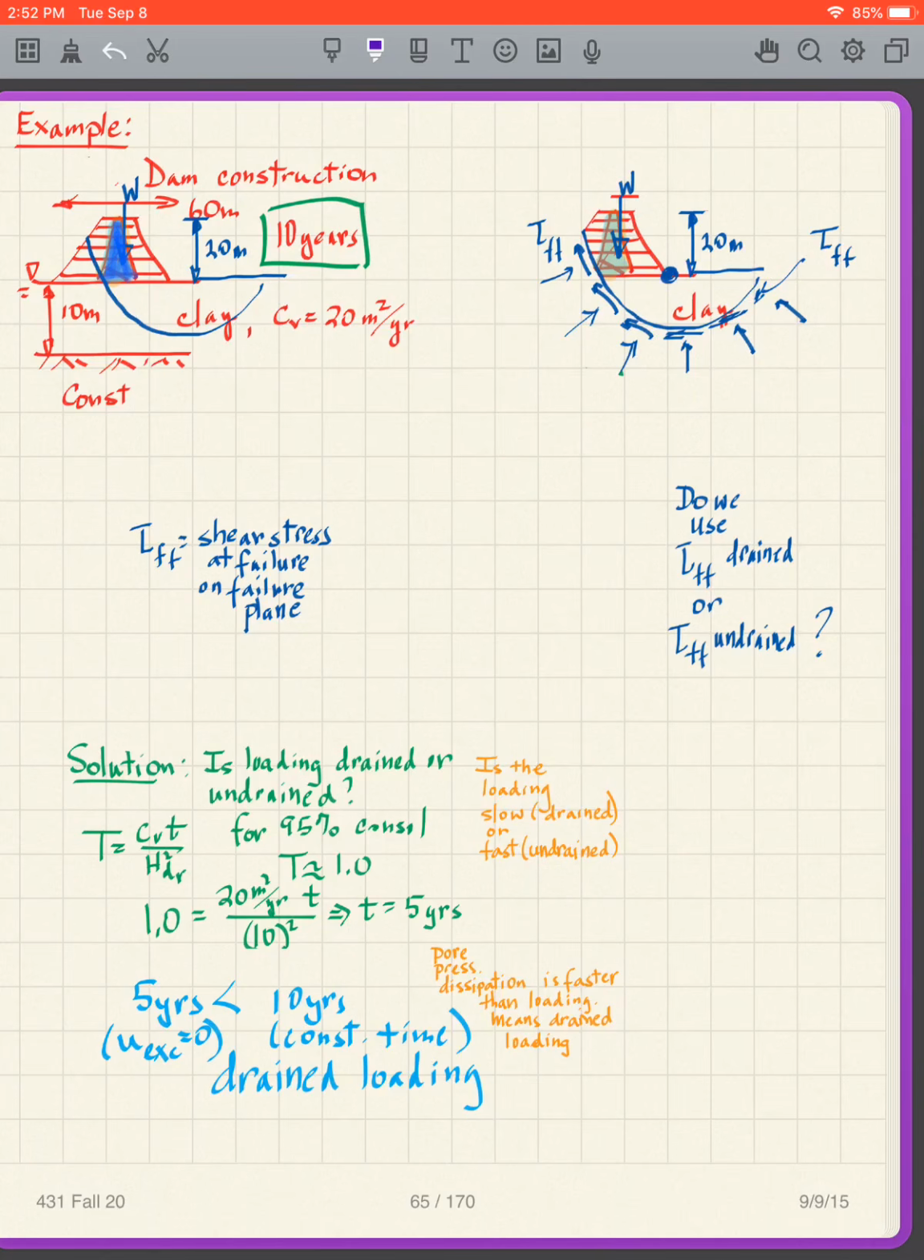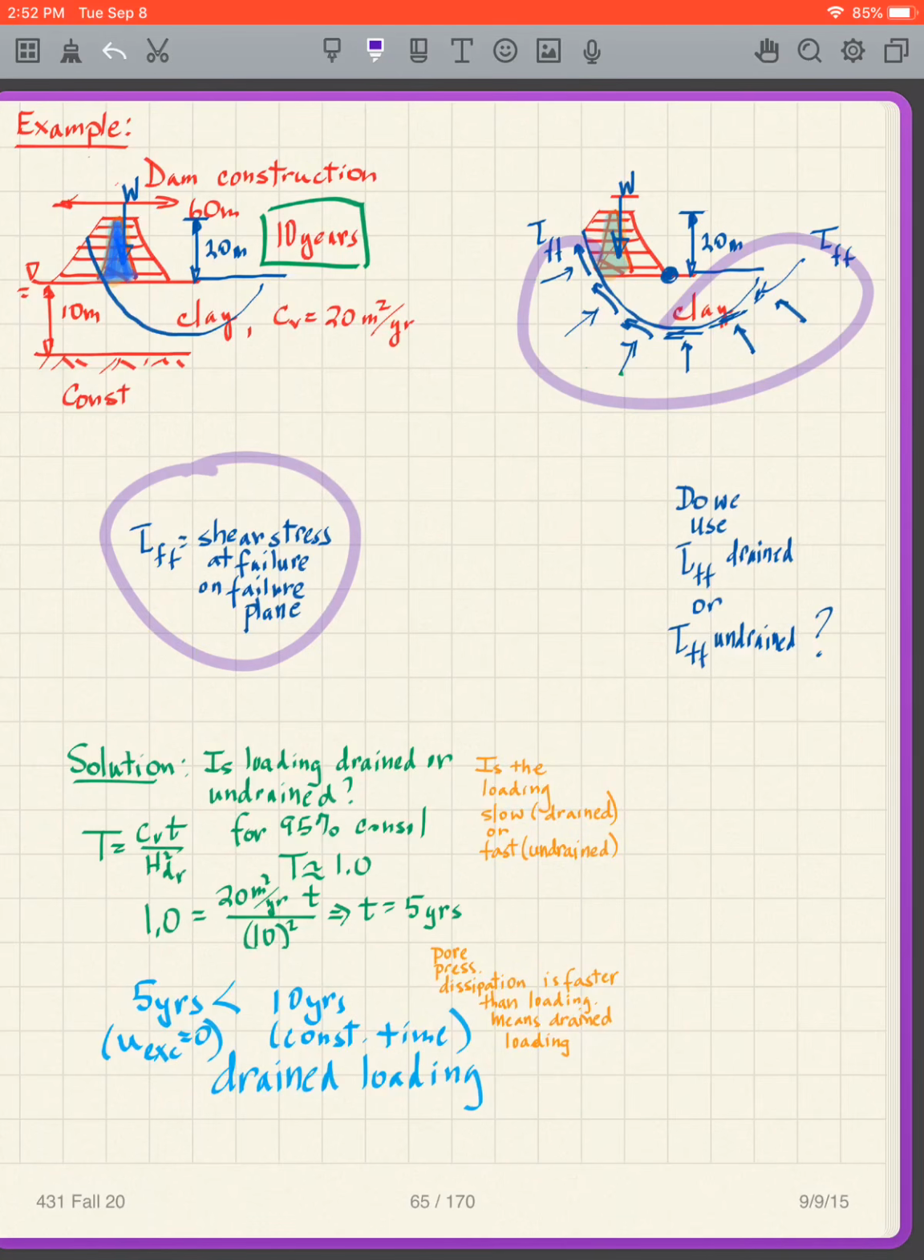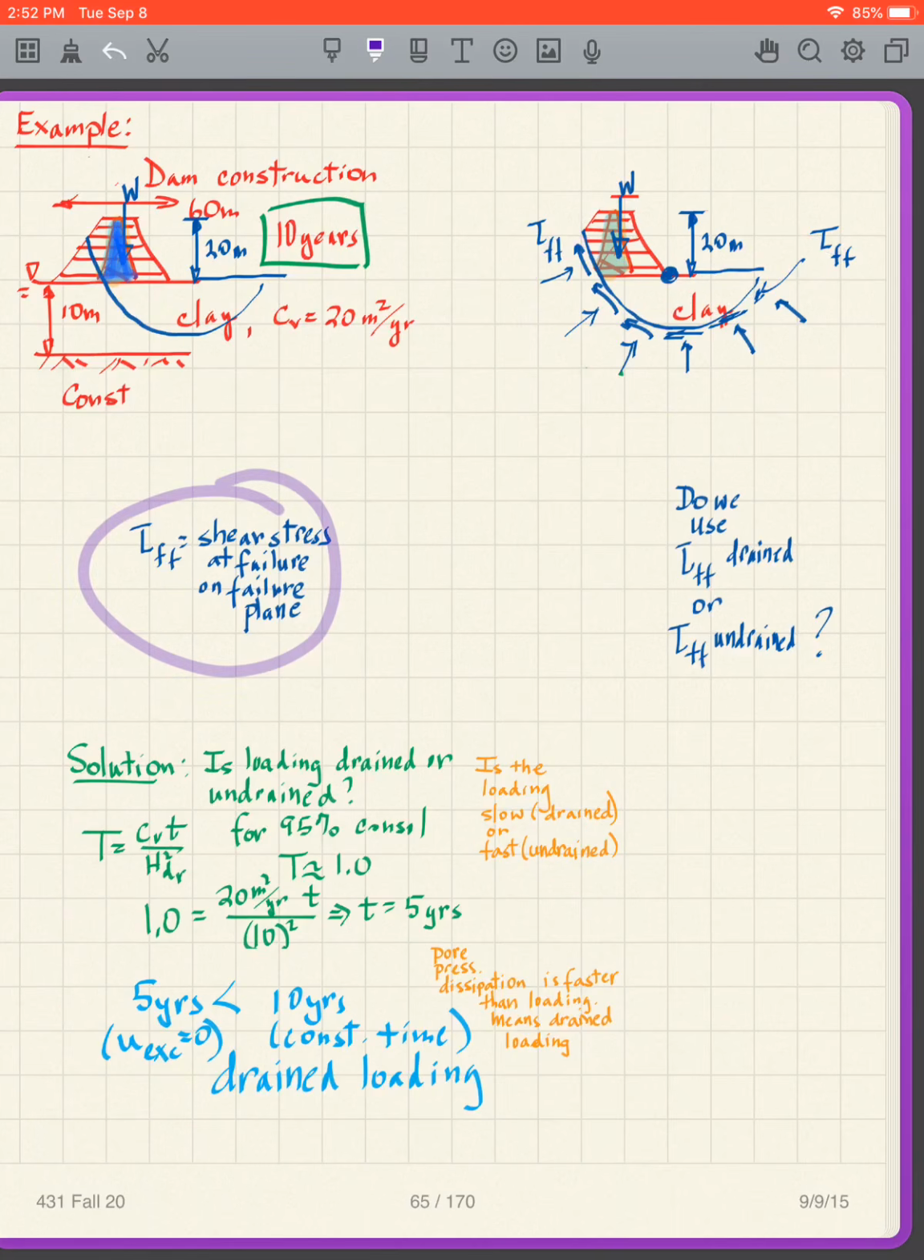It's not exactly analyzed like this, but approximately. That moment is countered by the clockwise moment of the shear strength of the soil. So I'm taking moments about that point, and I get a clockwise moment. In order to determine this clockwise moment, I have to get the shear stress at failure on the failure plane, which is the shear strength, the tau FF. I need that tau FF.